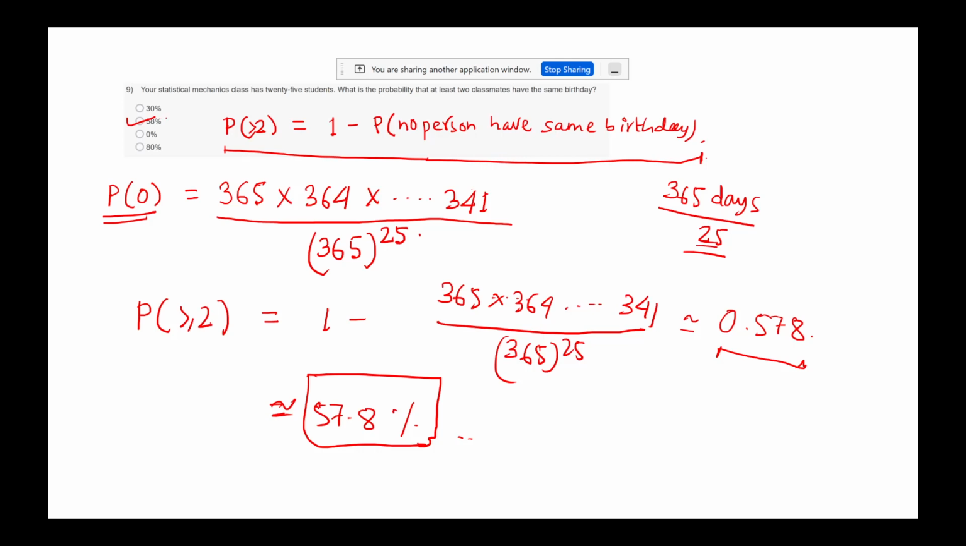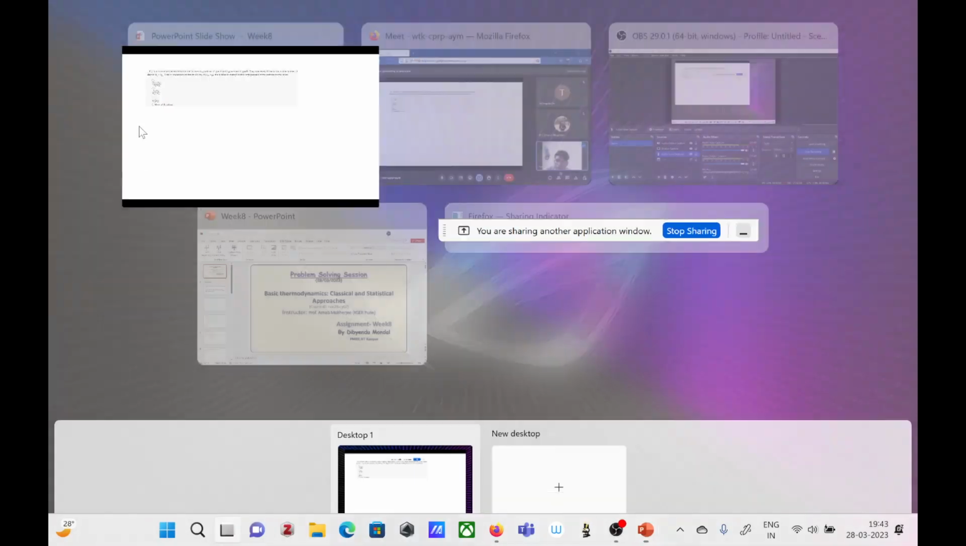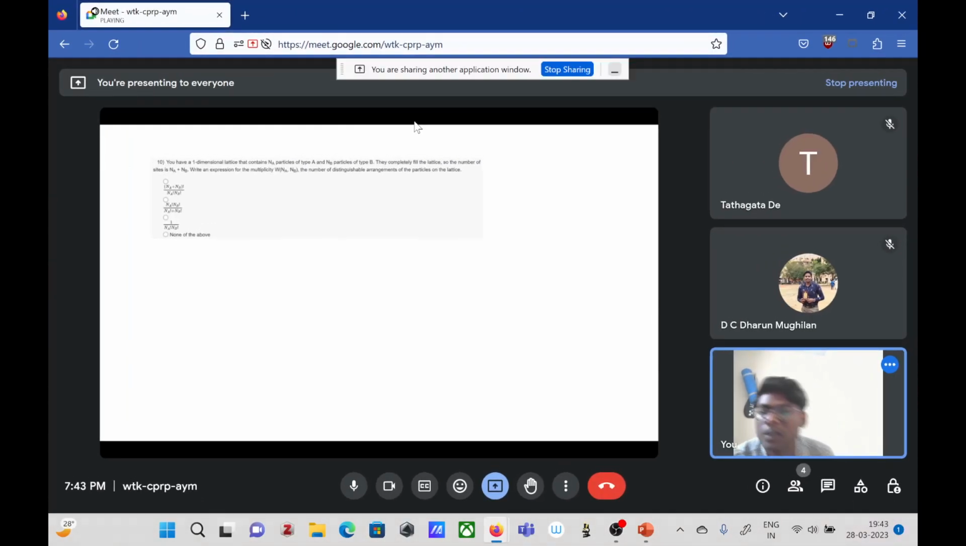So this concept is clear, right? Yes. Okay. So the next problem. If you have a one-dimensional lattice that contains Na particles of type A and Nb particles of type B, they completely fill the lattice, so the number of sites is Na plus Nb. Write an expression for the multiplicity, the number of distinguishable arrangements of the particles on the lattice. This is very simple. You should answer it. Anyone?